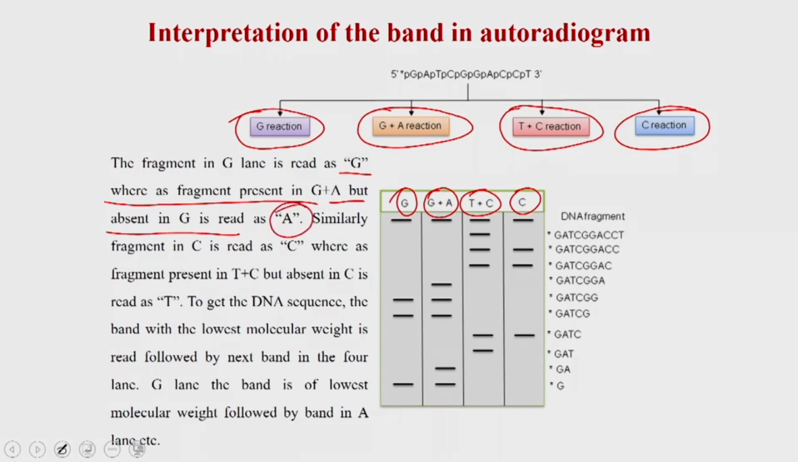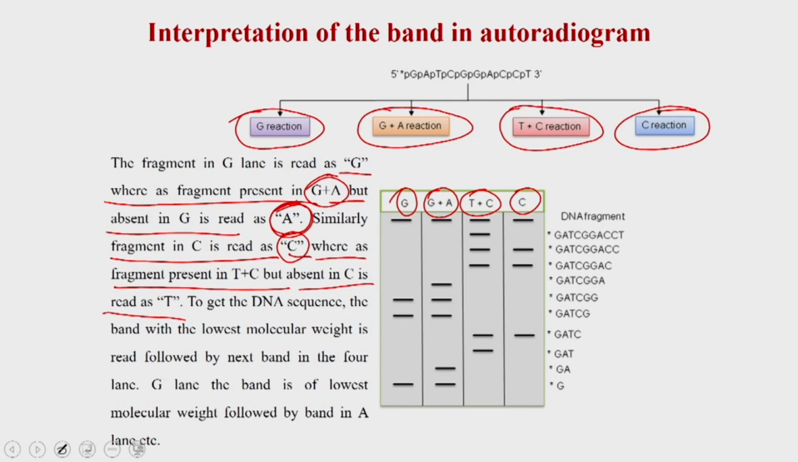Which means if you are getting 2 bands, one in the G lane and one in the G plus A lane, you are going to have G and A together. But suppose you do not have a band in the G lane, then the band which is present in the G plus A lane is going to be read as A. Similarly, the fragments in C are read as C, which means all these fragments have a terminal C, whereas the fragment present in T plus C but absent in C is termed as T.